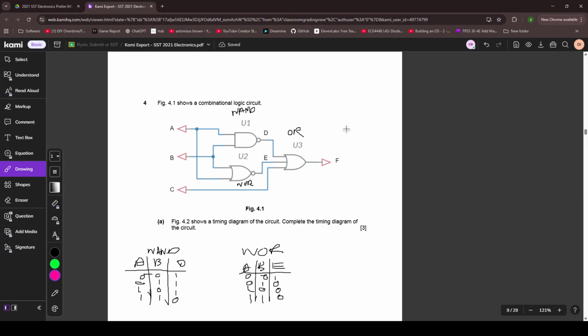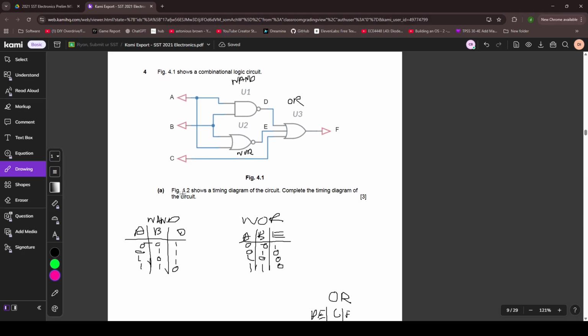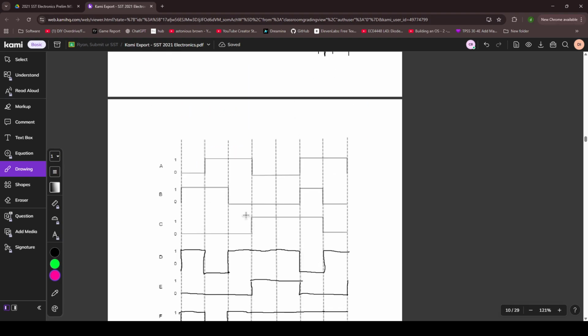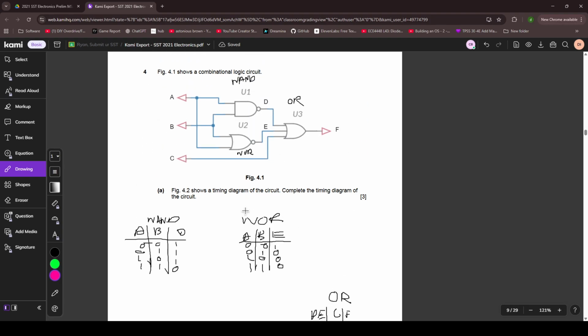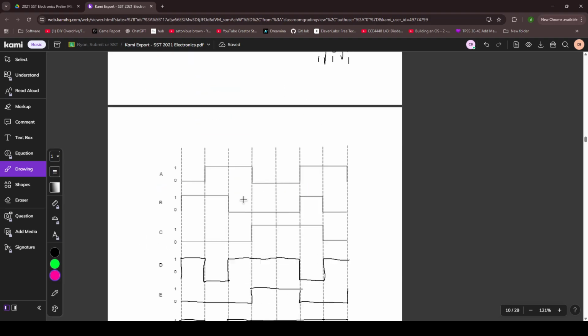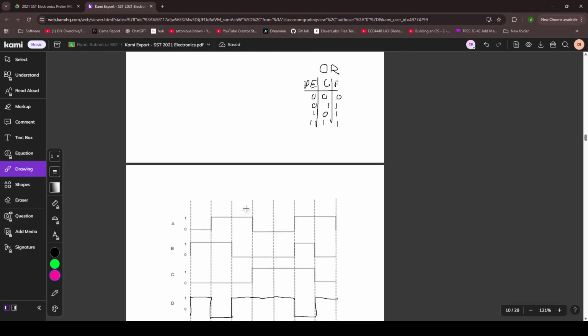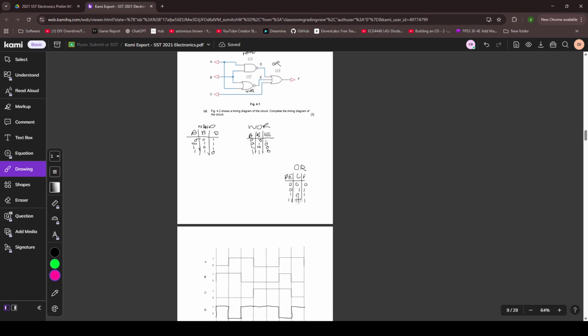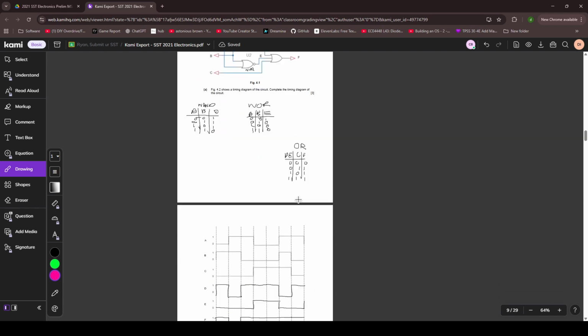Okay, combinational logic circuit. I like the labeling. This is good for circuit analysis if you're not really familiar with the logic gates. 4.2 shows a timing diagram. Complete the timing diagram of the circuit. What? Why are they asking us to do such stupid things, bro? Okay.